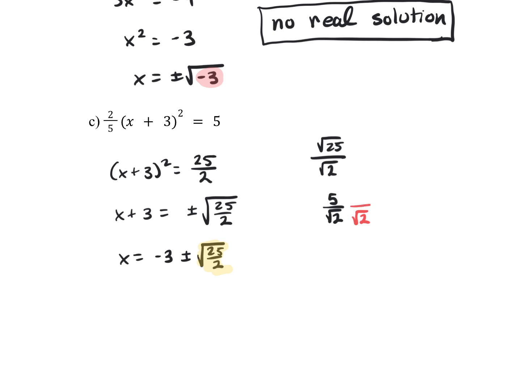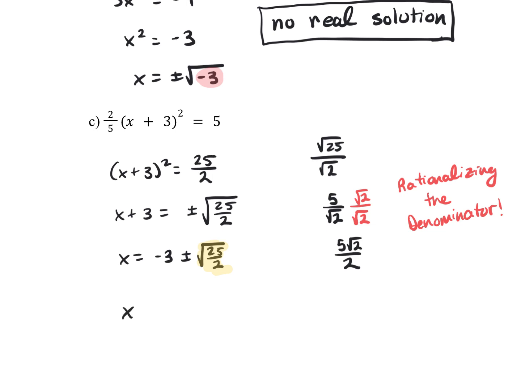However, I can't just multiply the denominator. I need to multiply our numerator by the same thing. So this ends up becoming 5 root 2 over 2. So make sure you never leave a radical in your denominator. Again, this process is called rationalizing the denominator. And this will be a step that I expect you to take before you provide your final answer.